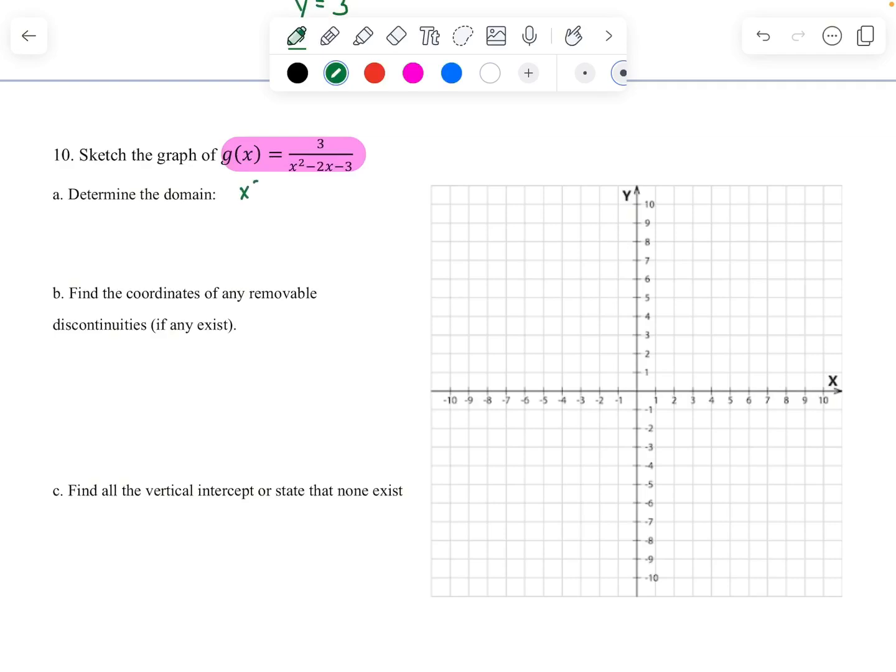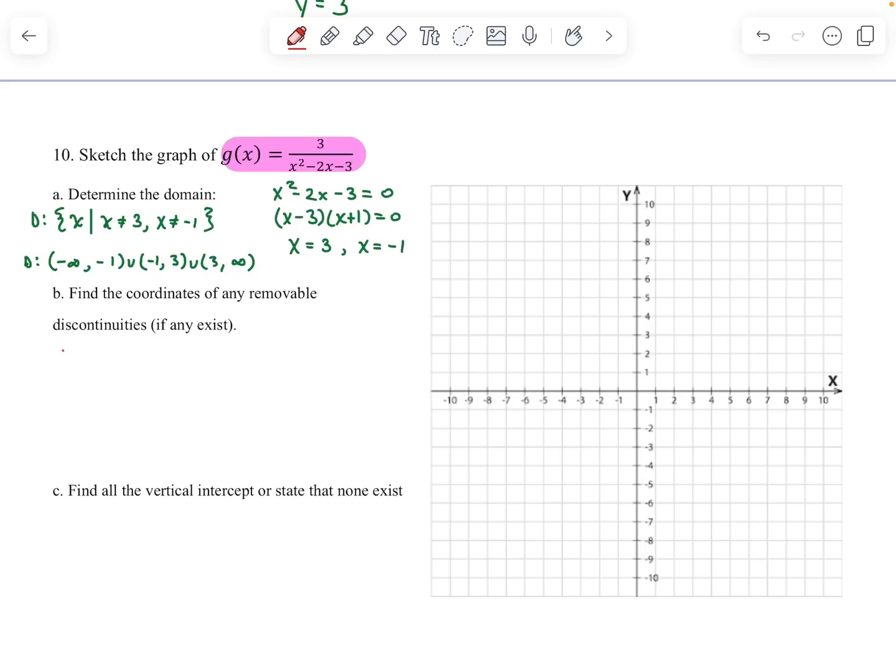So I'm going to set the denominator equal to 0 and solve for x, because the solutions to this equation will give us the values of x that make g of x undefined. So x squared minus 2x minus 3 factors as x minus 3 times x plus 1, which means x is equal to 3 and x is equal to negative 1 are solutions to this equation. The domain is the set of all real numbers x such that x doesn't equal 3 and x doesn't equal negative 1. In interval notation, that would look like this.